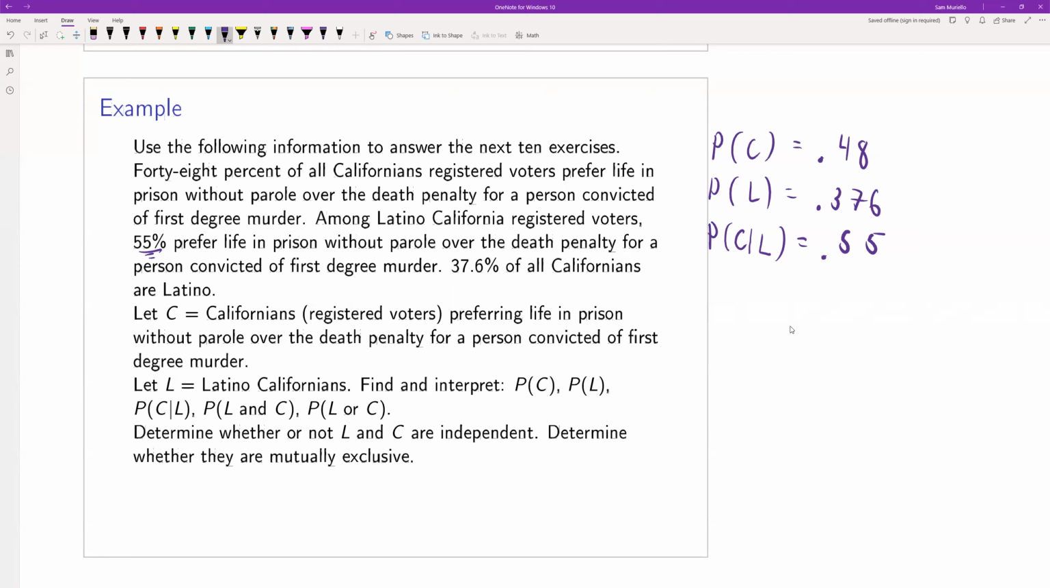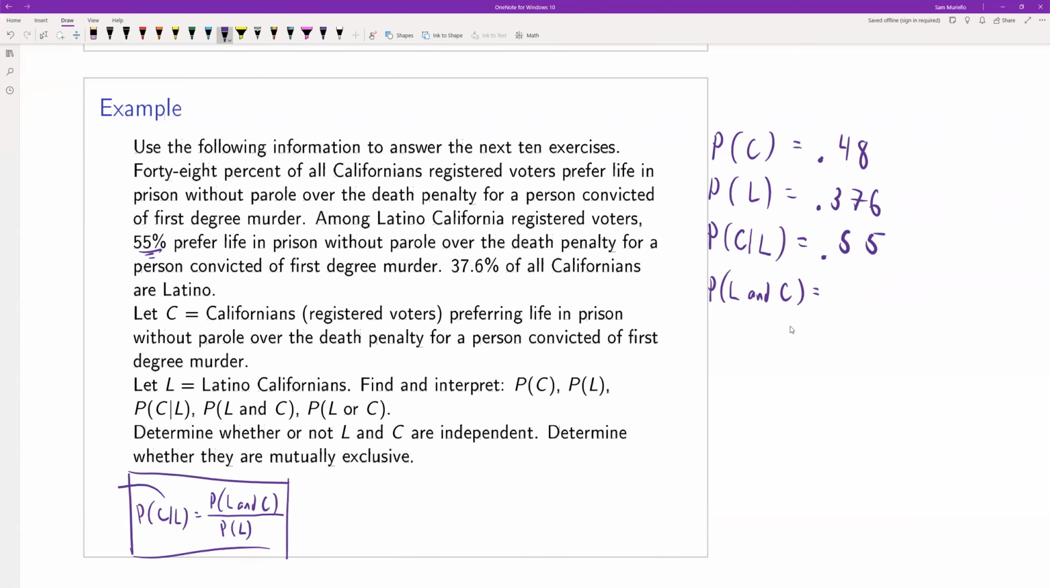It's now asking us for two other pieces of information. The probability of L and C is next. Now, you may be tempted to multiply P of C and P of L here, but this only works if the events are independent, and we don't know that they are. So we don't want to simply multiply probability of C and probability of L. Instead, we'll want to think about this formula, which is always true, that the probability of C given L is equal to P of L and C divided by the probability of L.